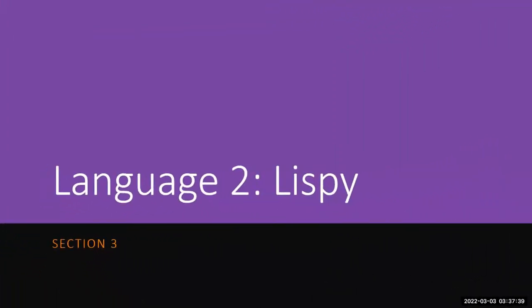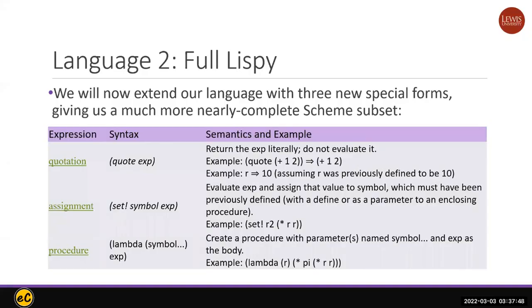Section 3, language 2, Lisp. Now we are going to extend the basic Scheme language to the next level. We call it Lisp. So language 2, full Lisp. We will now extend our language with 3 new forms. In the previous design, we only have 5 forms.